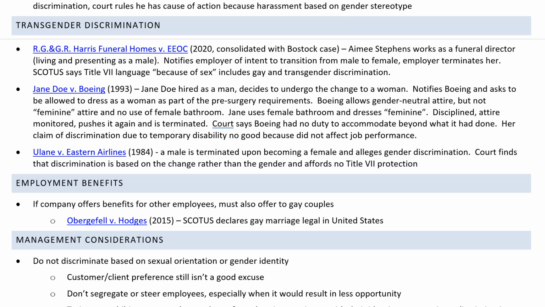Previous cases: in 1993, there was Jane Doe versus Boeing, where Jane Doe was hired as a man and decided to undergo the change to a woman. They notified Boeing and asked to be allowed to dress as a woman as part of the pre-surgery requirements. Boeing allowed gender-neutral attire. This is Boeing's attempt to try to accommodate here. They allowed gender-neutral attire, but not feminine attire, and they weren't allowed to use the female bathroom.